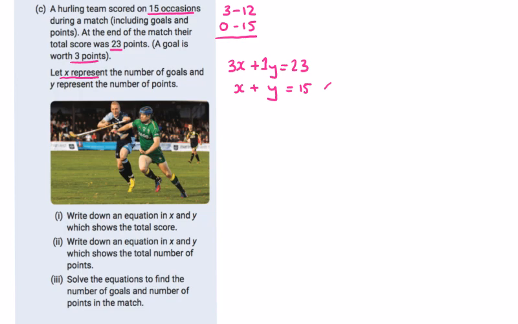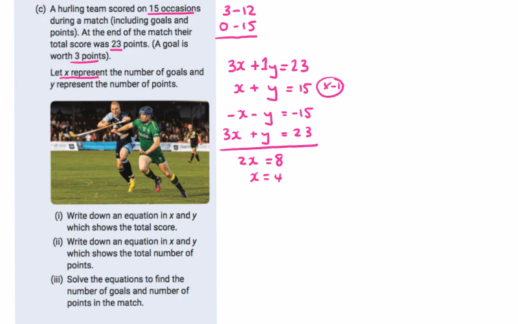So if we multiply the second one by minus 1, we're going to get minus x minus y equals minus 15. And combining with the top line, 3x plus y is equal to 23, we're going to get 2x is equal to 8. So x is equal to 4. So it looks like we have 4 goals. If we have 4 goals, 4 threes is 12. So 23 points in total, we must have 11 points. So it looks like we have 4 goals, 11 points.